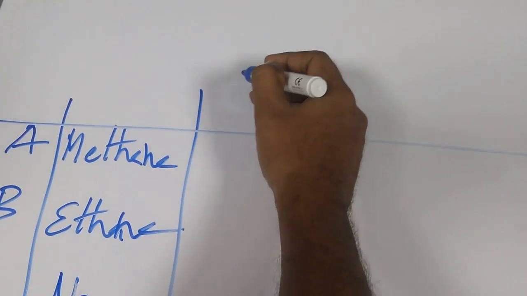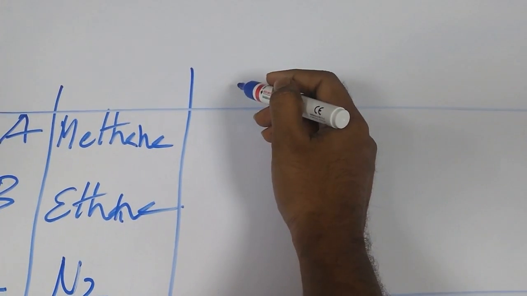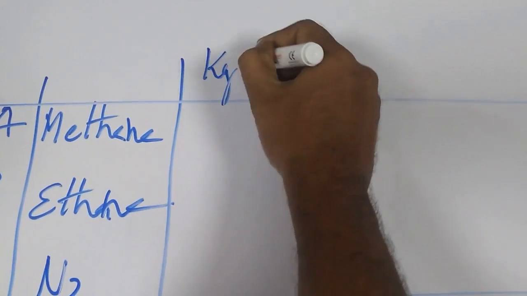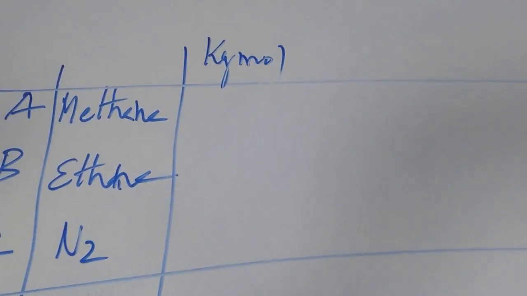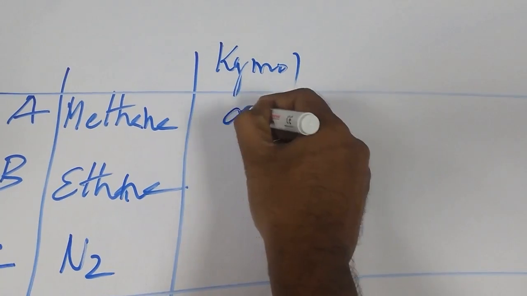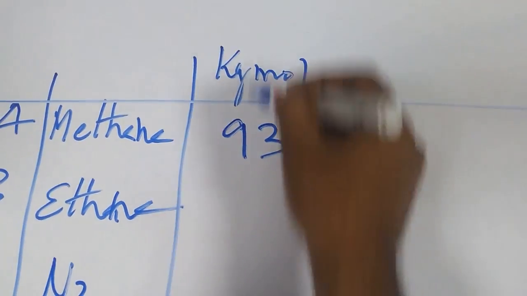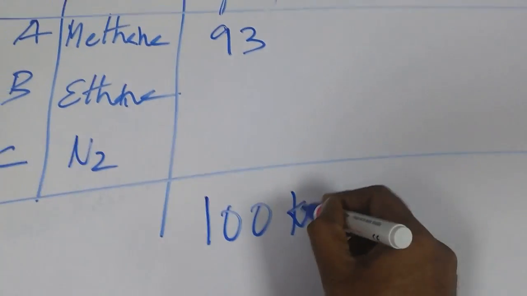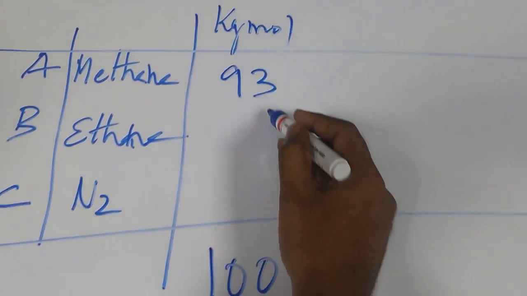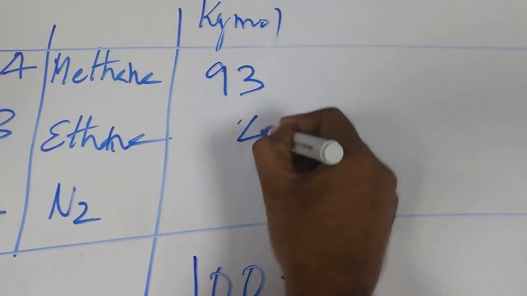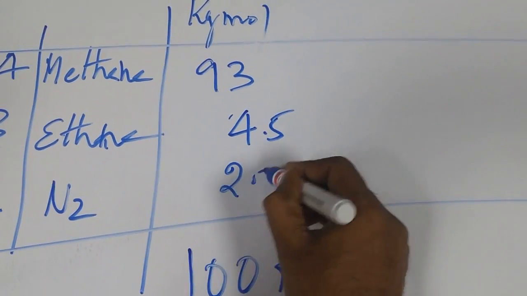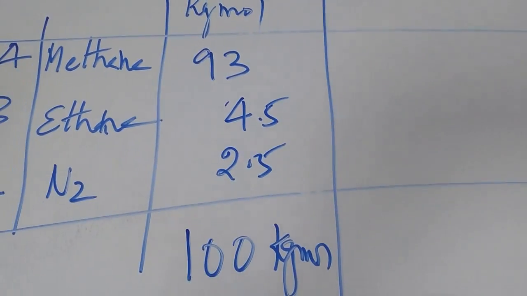So we have taken 100 kg mole as the basis. What is the kg mole of A, B and C now? Whatever is the percentage, that will be the same. It is given 93 percentage, therefore we have 93 out of 100 kg mole total. Total is 100 kg moles. Out of that, 93, 4.5, 2.5 kg moles, right?